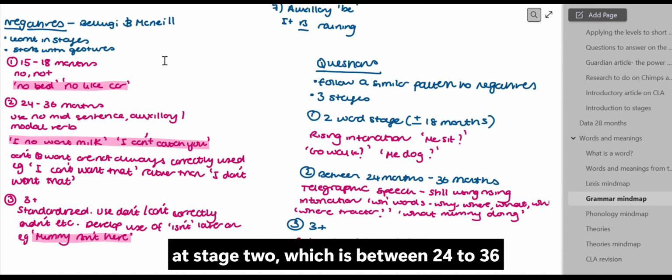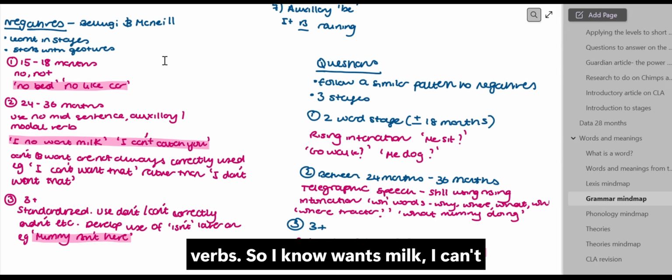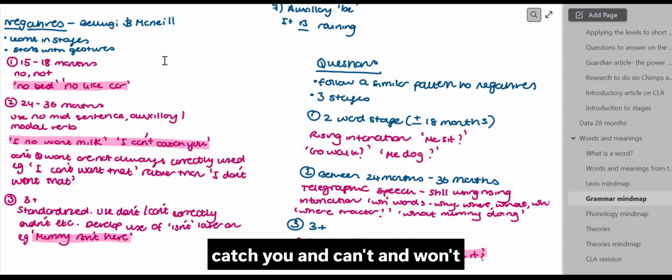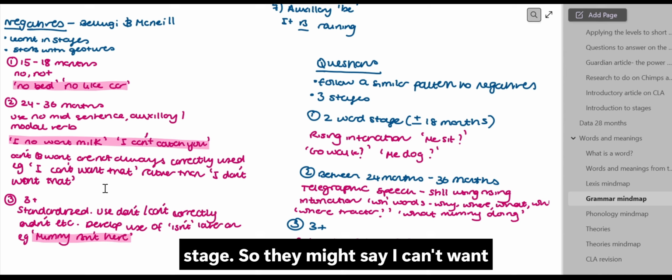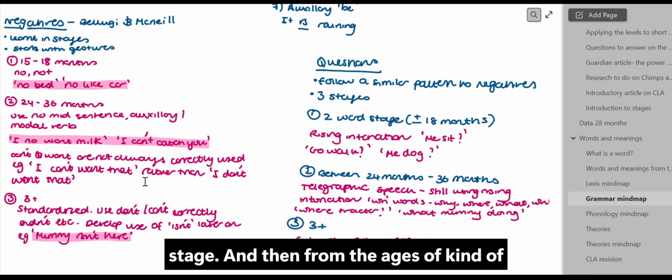Then at stage two, which is between 24 to 36 months, they use no mid sentence. And they can also use auxiliary and modal verbs. So I no want milk, I can't catch you. And can't and won't aren't always used correctly in this stage. So they might say I can't want that rather than I don't want that. So they'll make mistakes here at this stage.